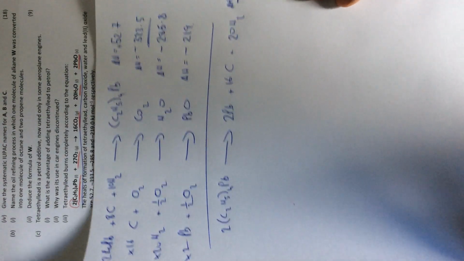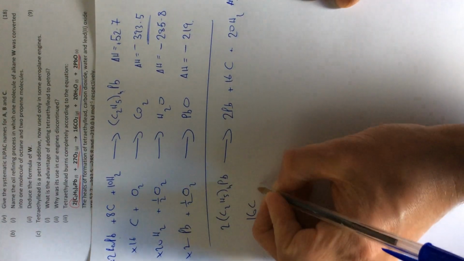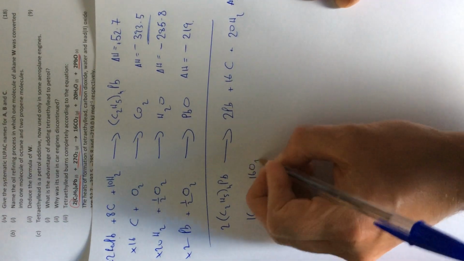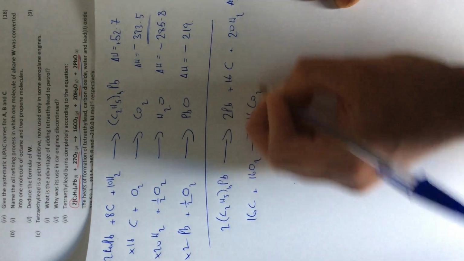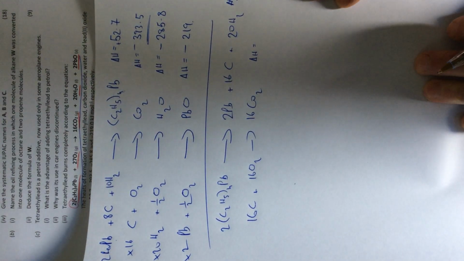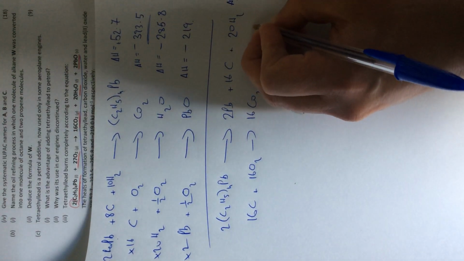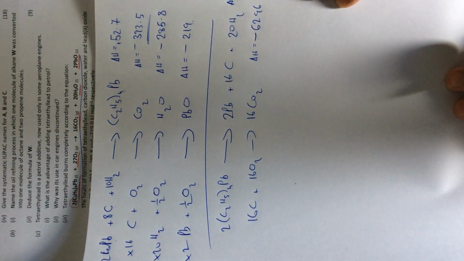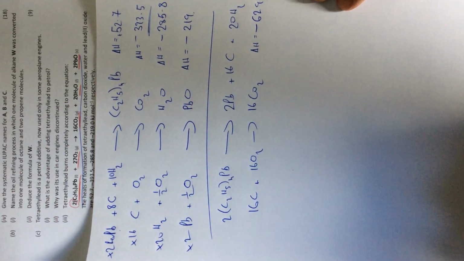Now, next one. Then we're going to have to multiply this, so it's going to be 16C plus 16O2. And that's going to give us 16CO2, right? And then we got to take the delta H into account here. We multiply that by 16 and we get minus 6296. Okay, that's going to be important for the calculation at the end.